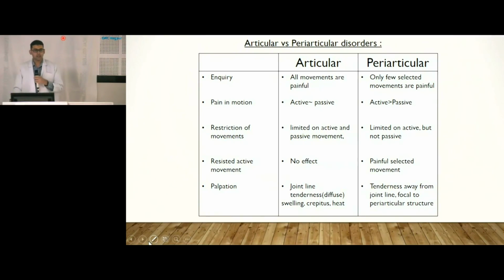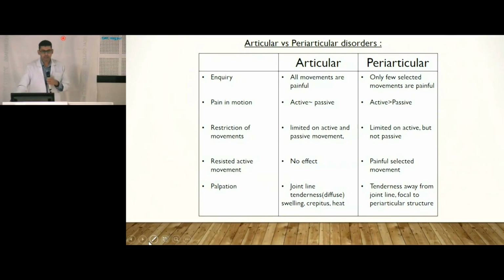In a periarticular structure, the part of the periarticular architecture which is involved would produce pain on active movement. These are the fine-tuning definitions which would help you in differentiating between articular and periarticular. Don't take photographs, I will mail you.